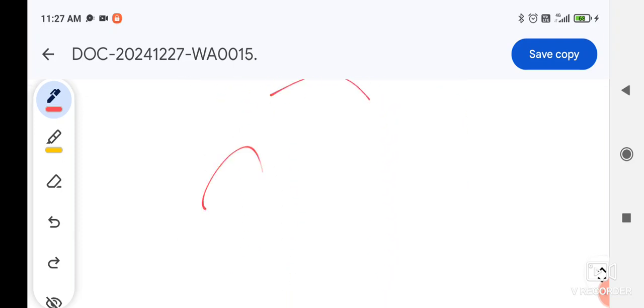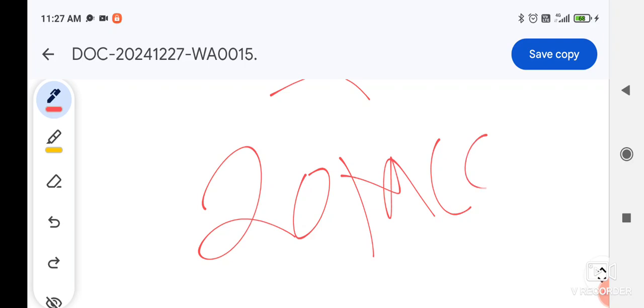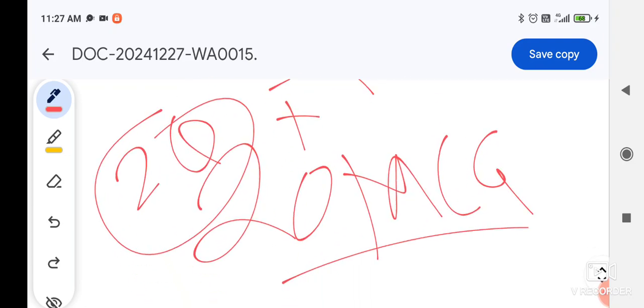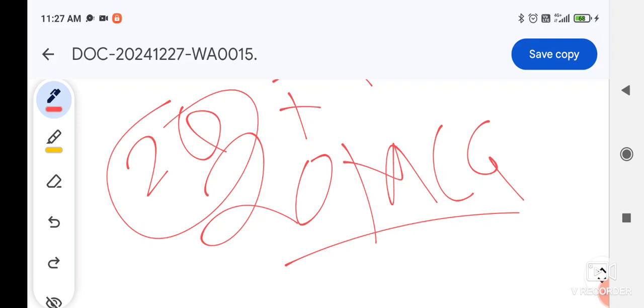So here we have completed 20 MCQs, 2 MCQs from each subject and some miscellaneous questions also, with detailed MCQ explanations. You can use these videos, screenshots or everything for your examination.